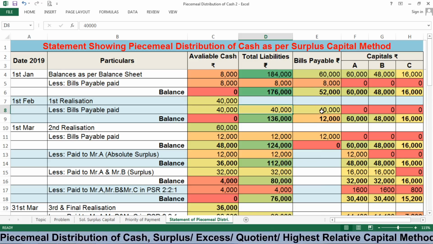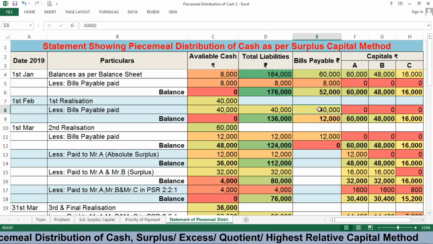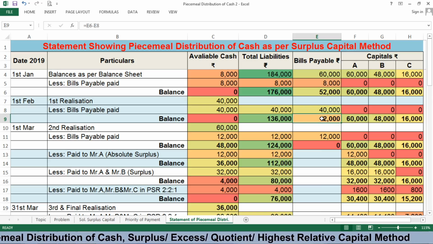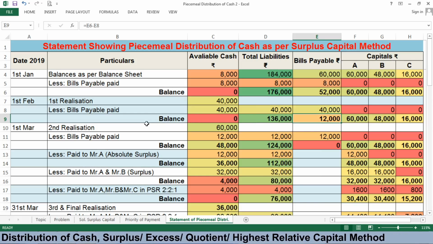And then the bills payable amount will be reduced by 40,000. It was 52,000. After payment of 40,000, it comes to 12,000. That means we still have bills payable of rupees 12,000. It has to be paid in the next realization. So our first realization cash is finished.